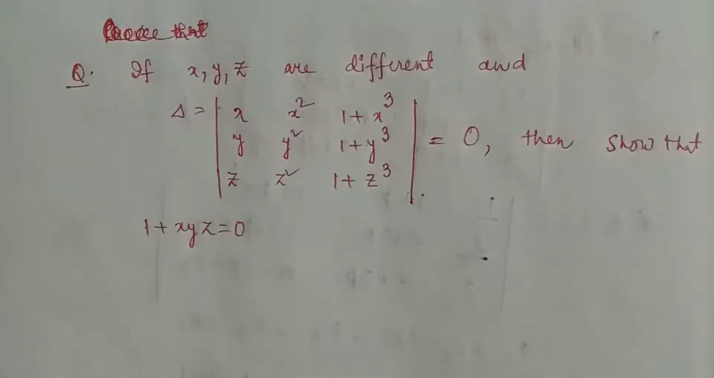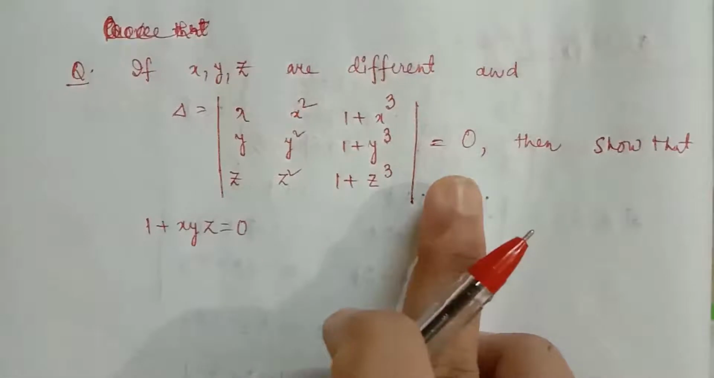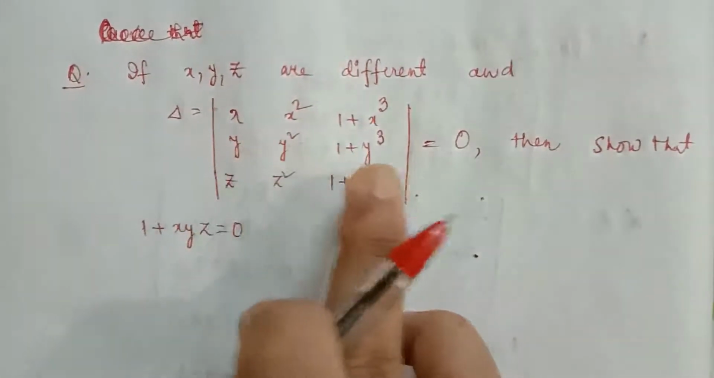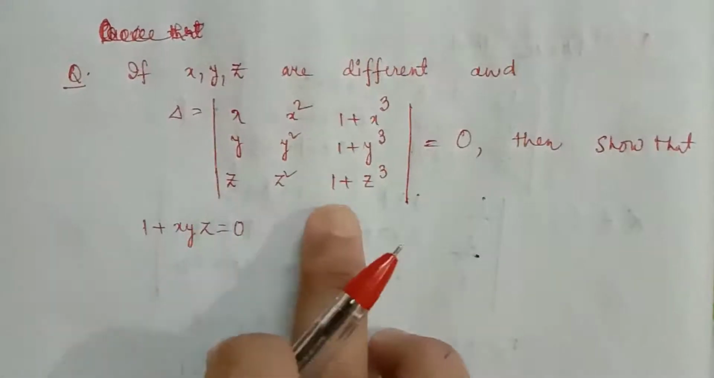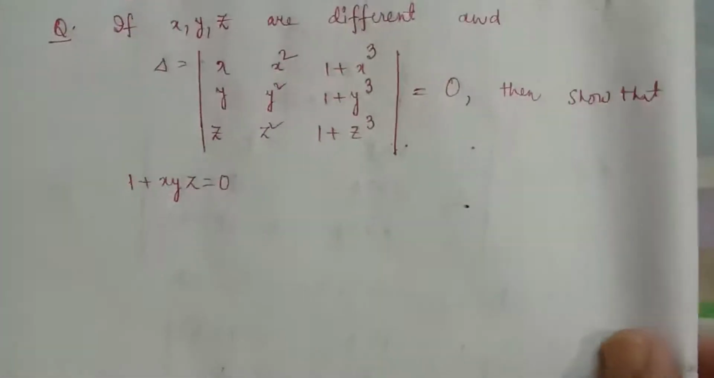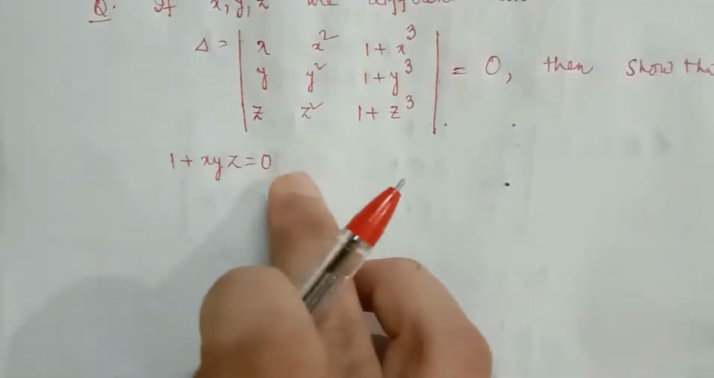Our next question is, if x, y, z are different and value of this determinant, x, x square, 1 plus x cube; y, y square, 1 plus y cube; z, z square, 1 plus z cube, is equal to 0, then show that 1 plus xyz is equal to 0.